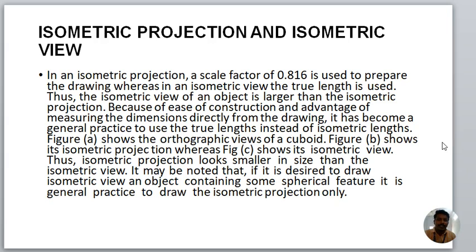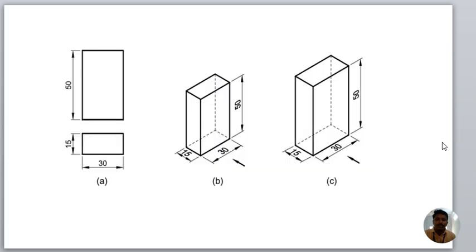It may be noted that if it is desired to draw the isometric view of an object containing some spherical features, it is general practice to draw the isometric projections only. For example, here is the orthographic projection. Here are one and another view of the orthographic projections: length and width, or length and height. Here it represents the width and height, here the thickness and width of the object.